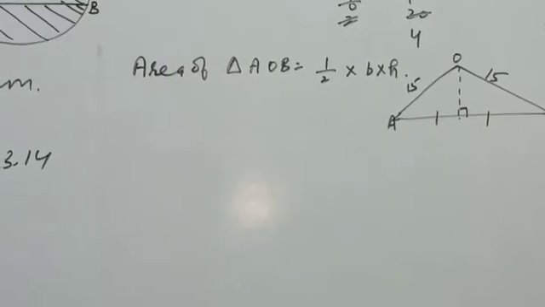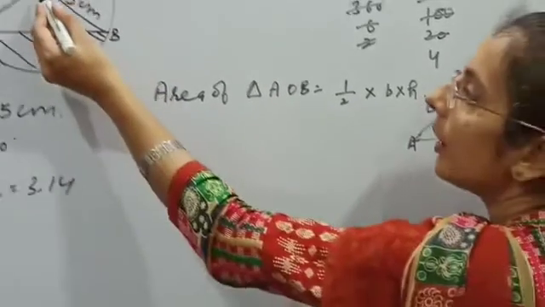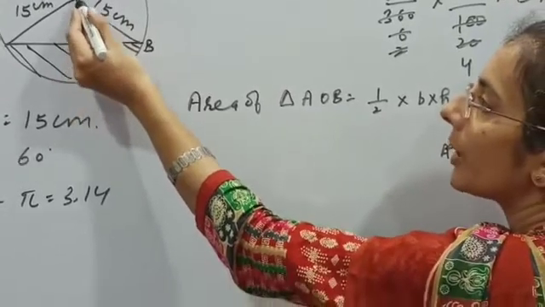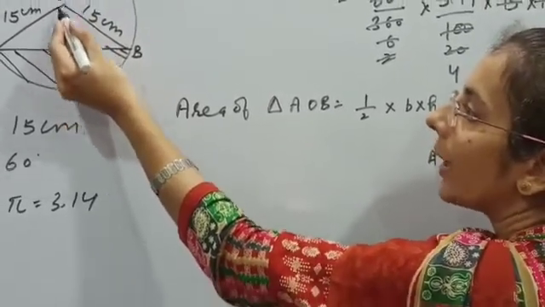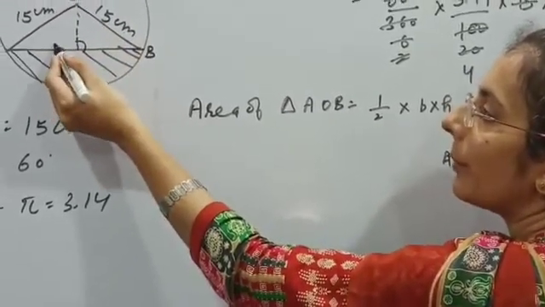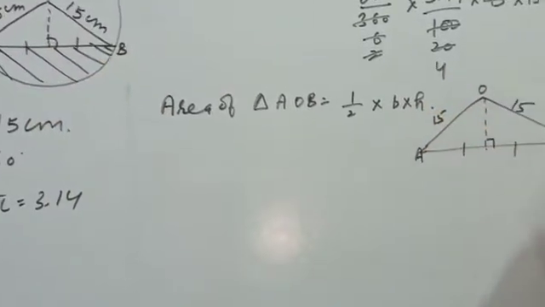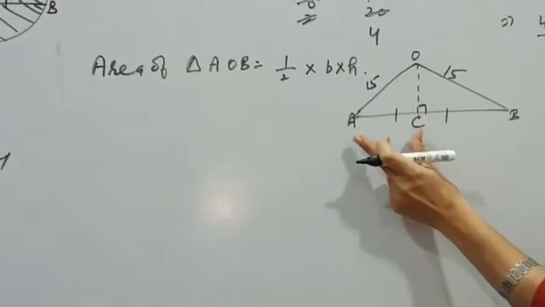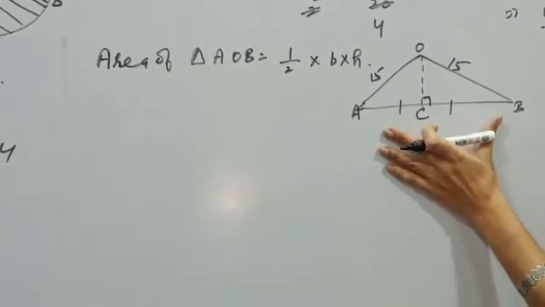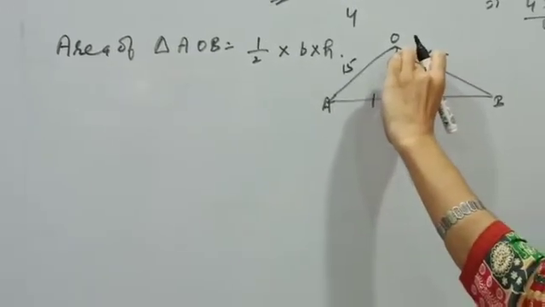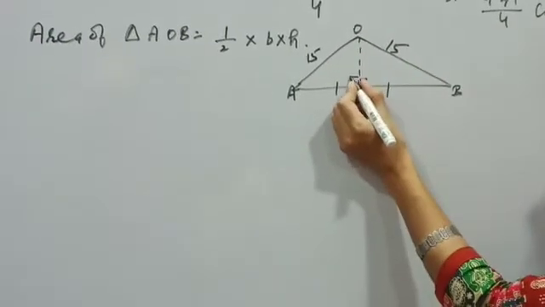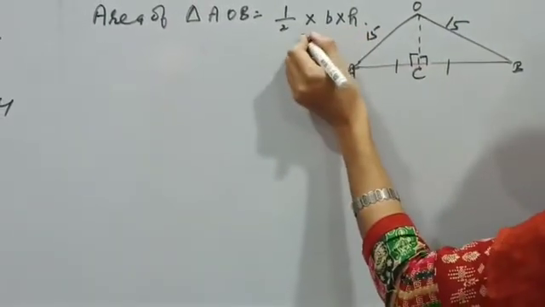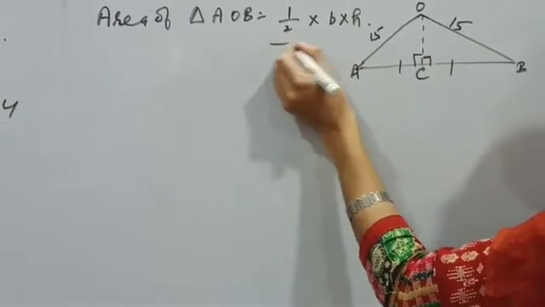As we studied in 9th class, in an isosceles triangle, any perpendicular from the center of the circle will also bisect the chord, right? So here, suppose this is point C. Then we have to find out the AB length, and here will also be the OC length. Okay. Here you can see it is a 90-degree angle.